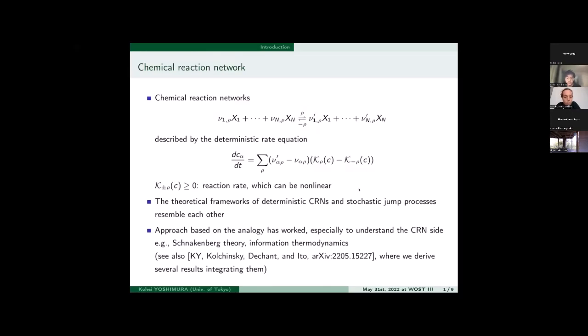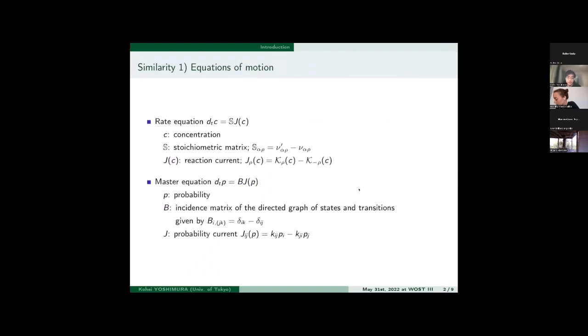nonlinear functions of concentrations. And the theoretical frameworks of deterministic chemical reaction networks and stochastic jump processes resemble each other, as you may know. An approach based on this analogy has worked very well, especially to understand the chemical reaction network side. So, for example, we can consider Schnakenberg theory or information thermodynamics-like things in chemical reaction networks. And please see also this paper, where we derived some tighter bounds and integrated many things into frameworks, by the way. So let me show the similarities by defining some important quantities in this talk.